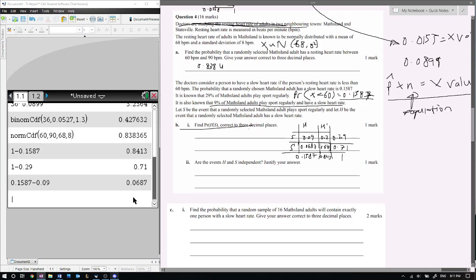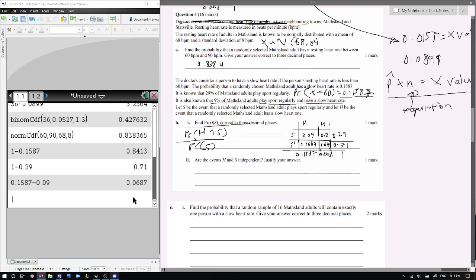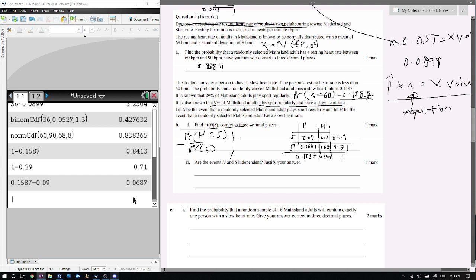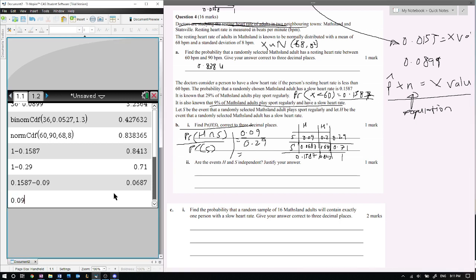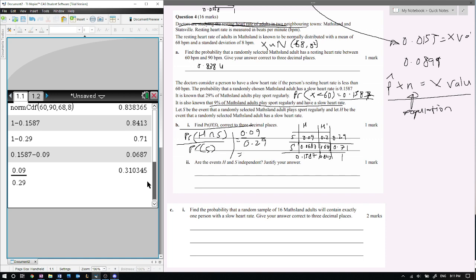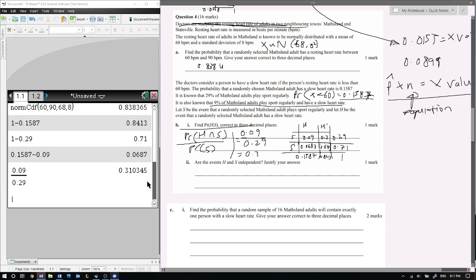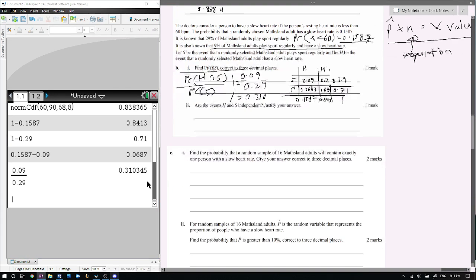And then here, find the probability of H given S. So thinking back to our conditional probability formula, that's the same as saying P(H and S) over P(S). And because we've laid out our table, it becomes really easy. We can see that P(H and S) is 0.09, and P(S) is equal to 0.29. And then just do that in your calculator, and you get 0.310 to 3 decimal places.